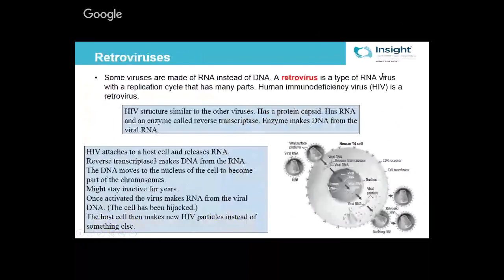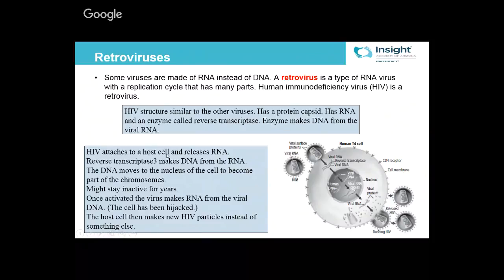Some viruses are made of RNA instead of DNA, and we call the RNA viruses a retrovirus. So it's just a type of RNA virus with a replication cycle that has many parts. The human immunodeficiency virus, also called HIV, is a retrovirus. So the HIV structure is similar to other viruses. It has a protein capsid, has RNA and an enzyme called reverse transcriptase. And the enzyme is really important because it's what makes DNA from the viral RNA. So it goes into the cell, it uses the things that are in the cell, and it creates DNA.